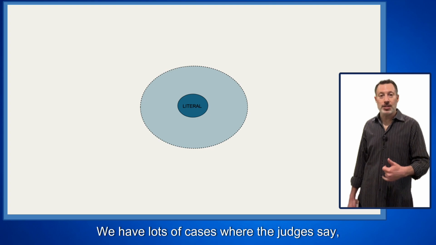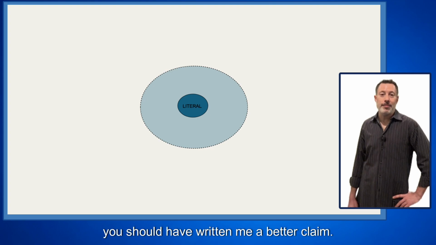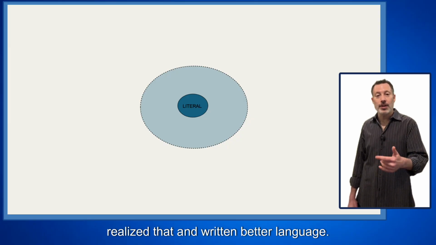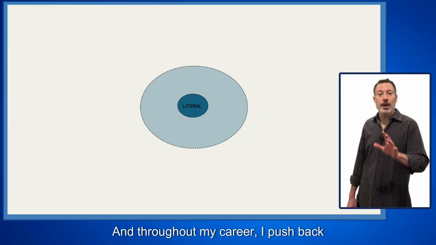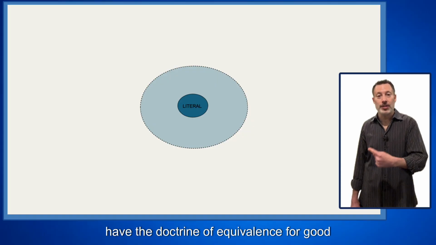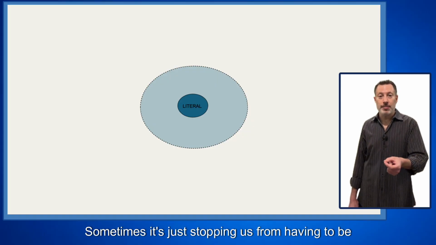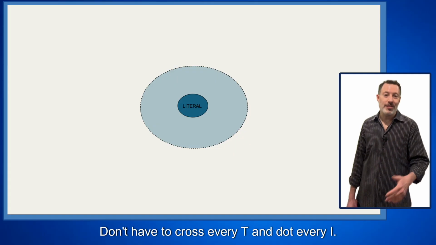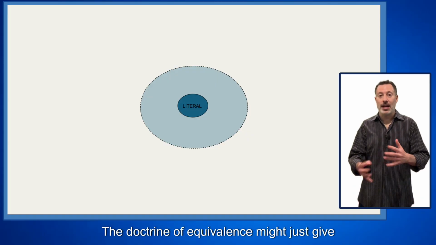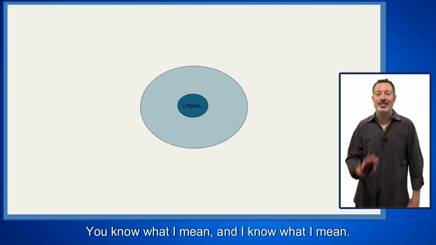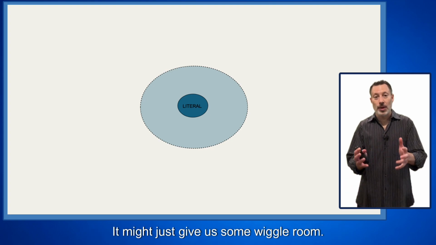We have lots of cases where the judges say, you should have written me a better claim. If you wanted more, you should have realized that and written better language. And throughout my career, I push back against that a little bit and say, no, we have the doctrine of equivalence for good reasons. Sometimes it's just stopping us from having to be unnecessarily careful. Don't have to cross every T and dot every I. The doctrine of equivalence might just give us some wiggle room. You know what I mean, and I know what I mean. Cool it, right? It might just give us some wiggle room.